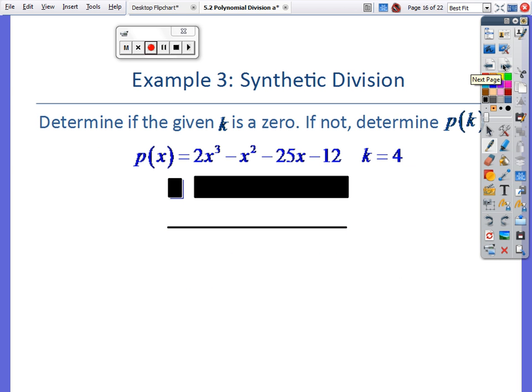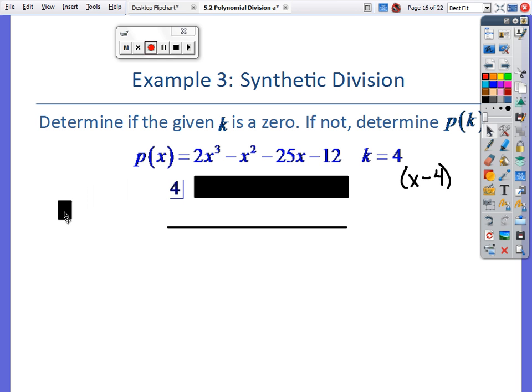This one says determine if k is a 0. If not, tell me what it is. So that's what we did on the last problem. This one I covered up everything. So now the first thing is what goes in our half box. Well, it should be our k. Now they just flat out give you the k, but where does it come from? It came from x minus 4. It's counterintuitive, but we should have put a 4 right there.